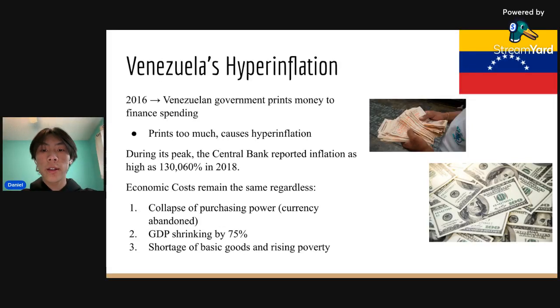Moreover, Venezuela's GDP dropped 75% between 2014 and 2021, which also contributed to a shortage of basic goods as well as rising poverty.